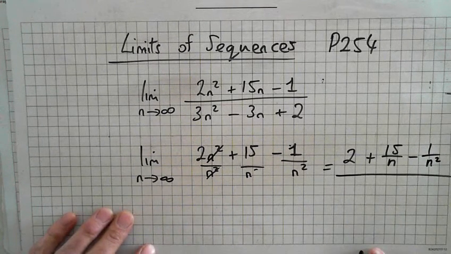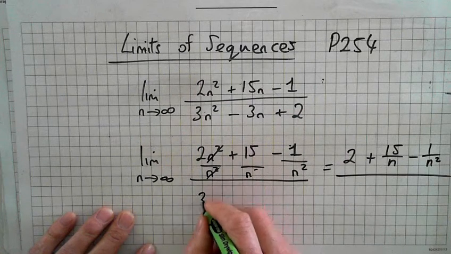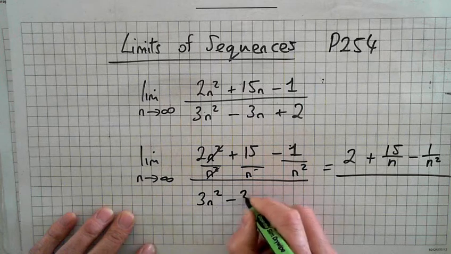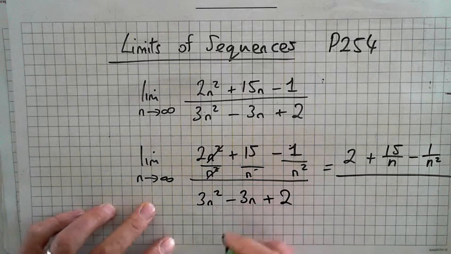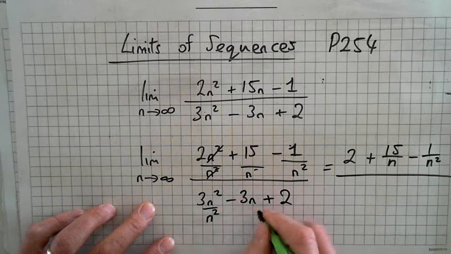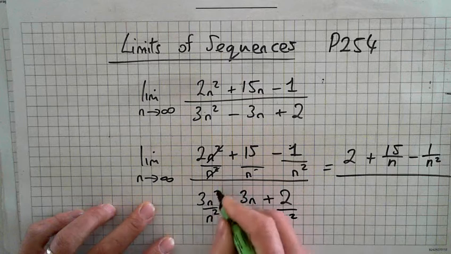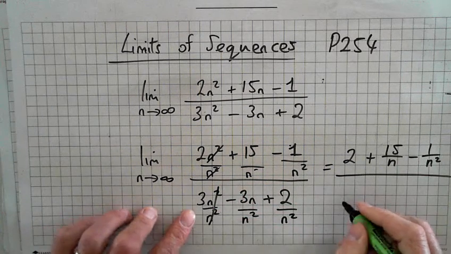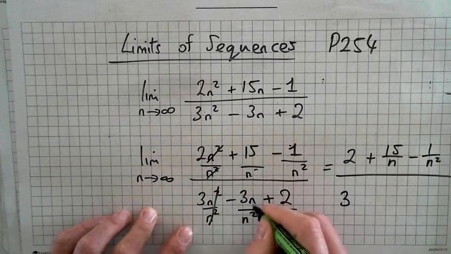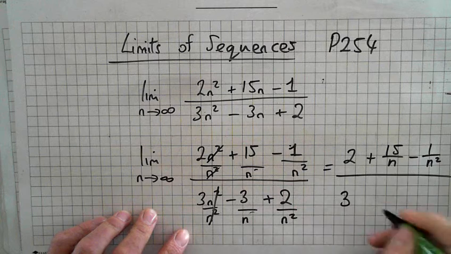Alright, underneath this one here, so we'll do the bottom part of it now. So 3n squared. Right, divide across by n squared again. Right, n squared divided by n squared is 1, so what's left behind is 3. Alright, take away an n from above and below.